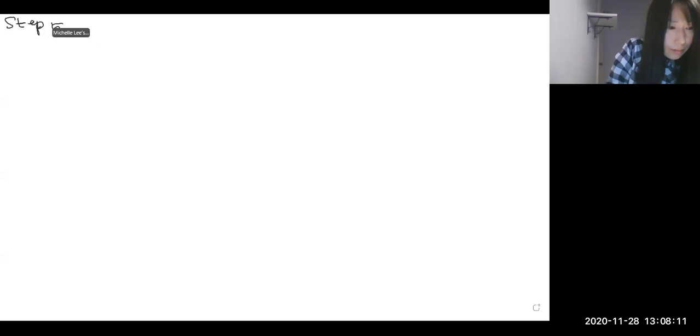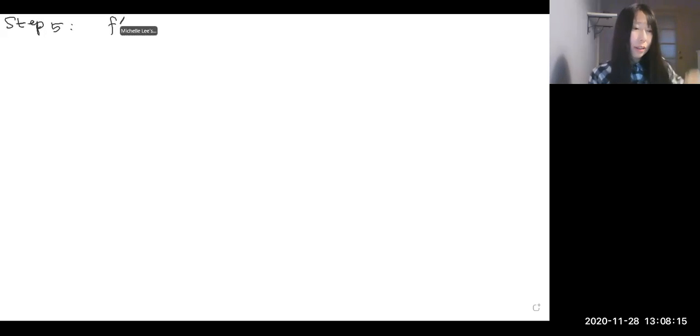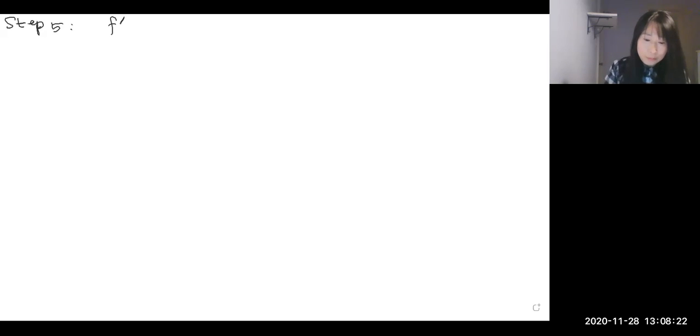Okay, now calculus stuff. So step 5. We're going to find the first derivative, then we set it equal to 0, then we're going to find the critical points. Find the critical points.